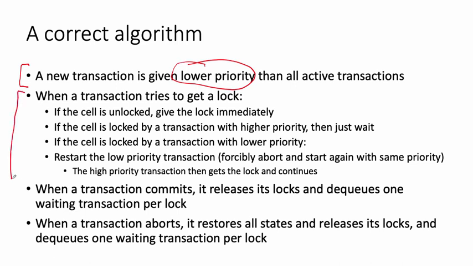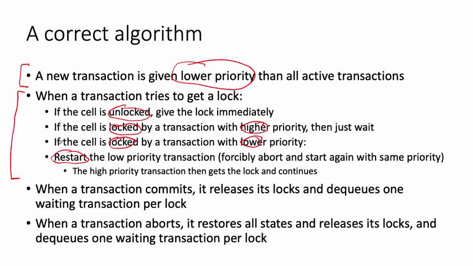When a transaction tries to get a lock, if it's unlocked, I get the lock. So I'm still kind of optimistic here. If it's locked by a transaction with higher priority, I just wait. I am very humble. I'll let the high priority one finish. If it's locked by a transaction with lower priority, then I have priority over that one, so the transaction manager will restart that low priority transaction.